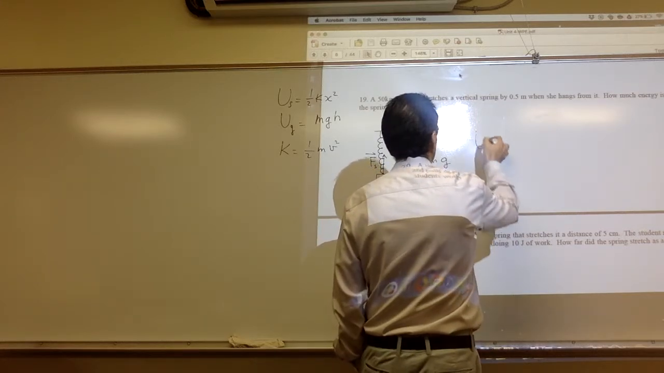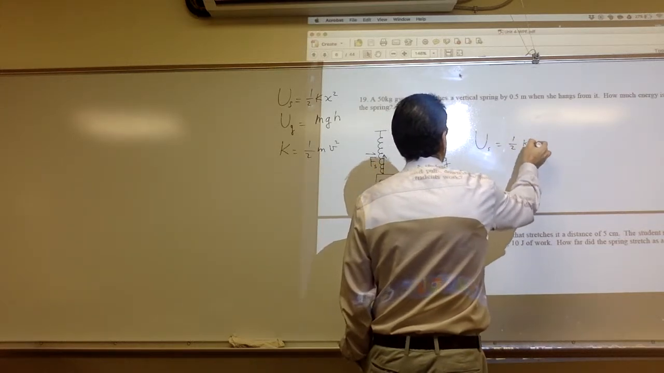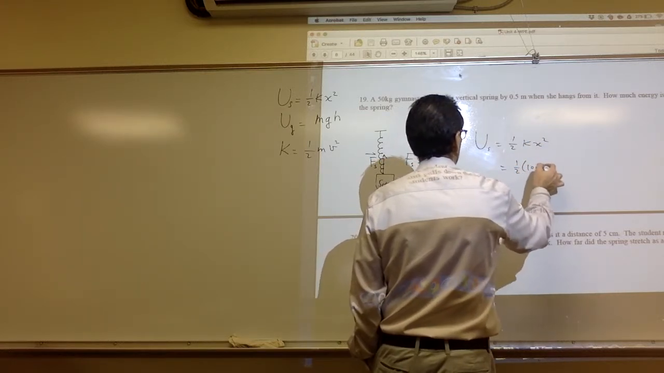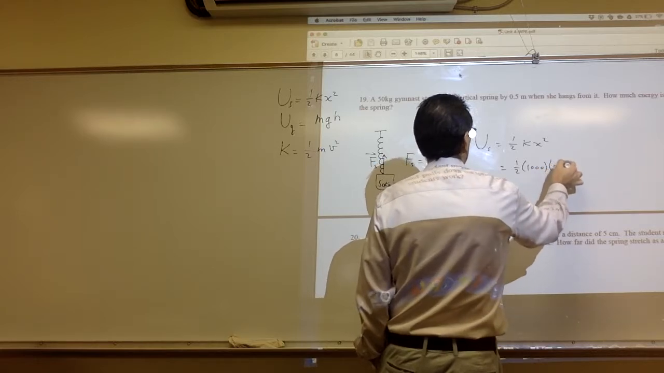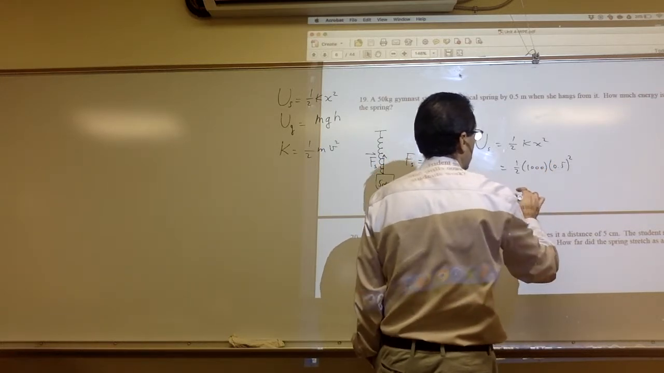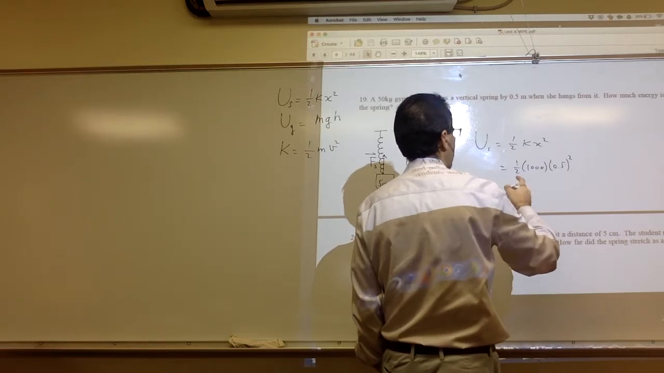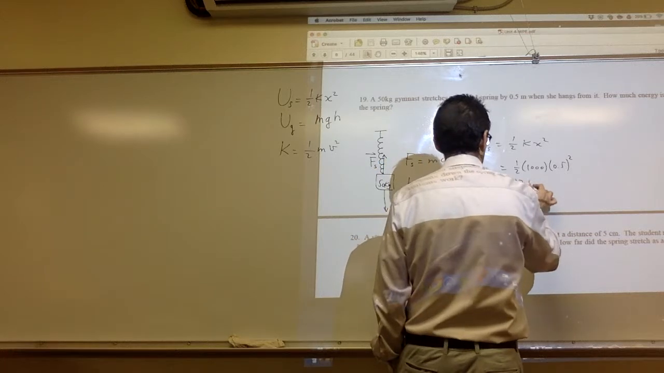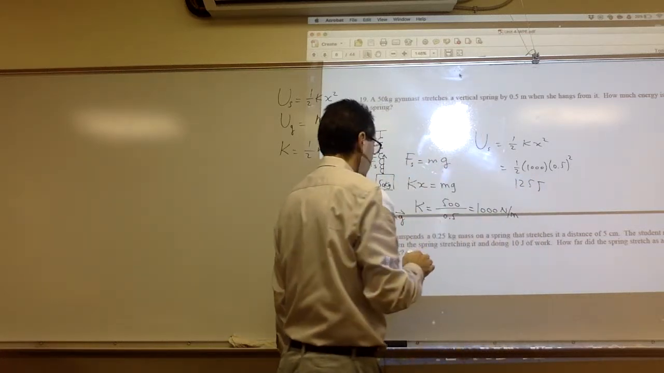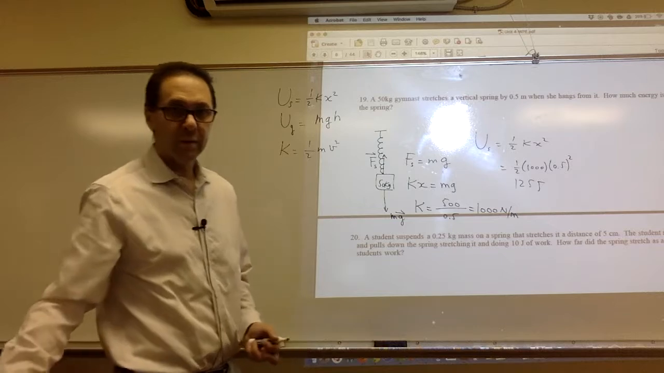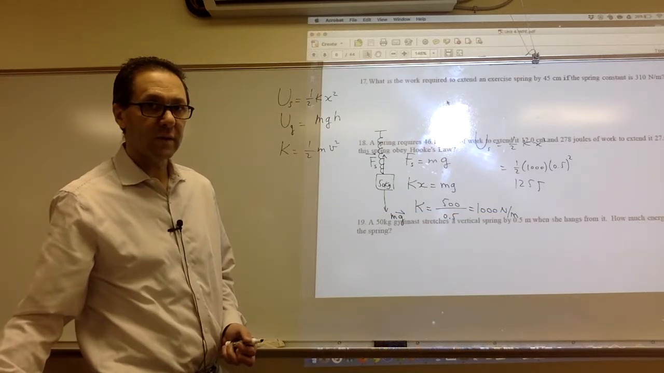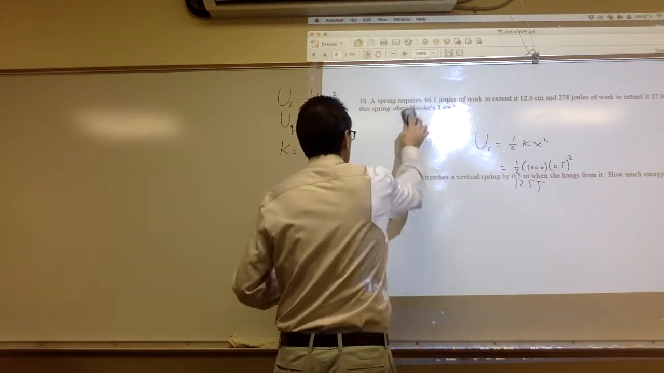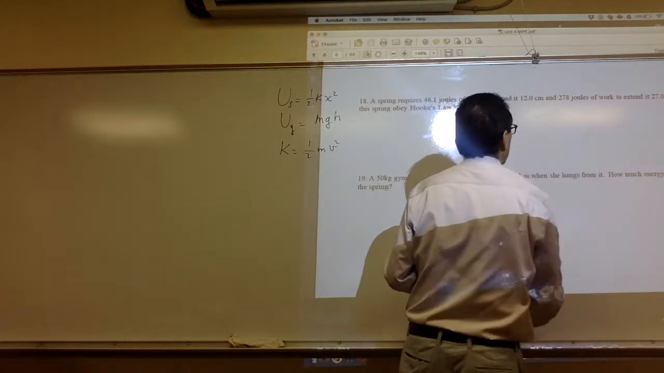So the energy stored is 1/2 kx squared, and that's going to be 1/2 of 1000 times 0.5 squared. So the answer at the end is going to be 125 joules. You can look at the answer key on Haiku. I did it slightly differently, which is really the same thing. I just manipulated the algebra differently.